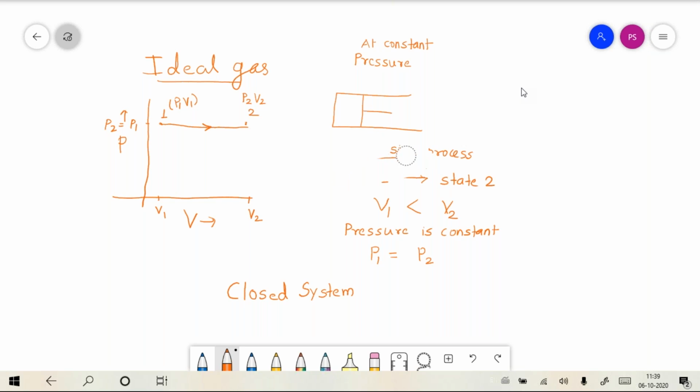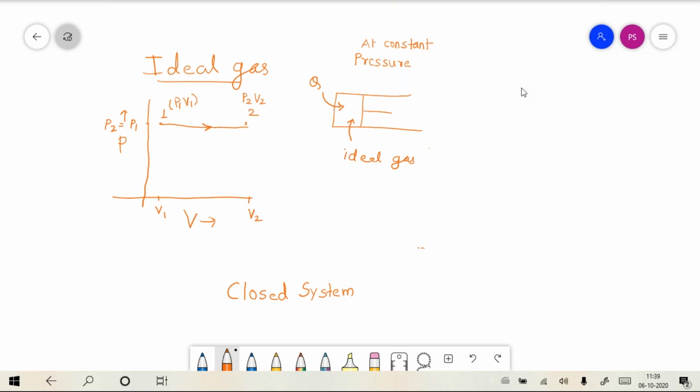Let us say I will draw one process. Now let me redraw this. We are talking about a process 1 to 2, a constant pressure process, and I am showing heat transfer to it. Let us say there is an ideal gas in this piston cylinder arrangement, and there is a transfer of heat from the surrounding to the system. Right?